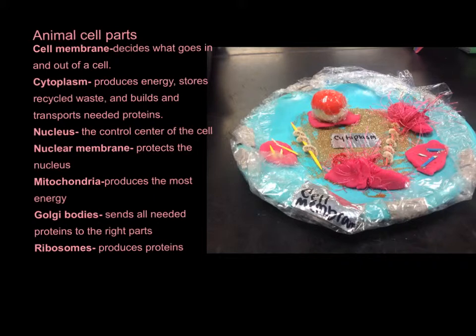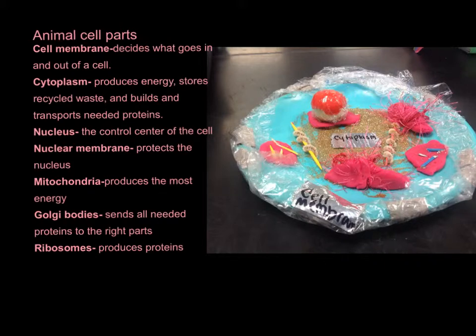The cytoplasm has organelles that produce energy, store recycled waste, and build and transport needed proteins and materials. The nucleus is the control center of the cell, and it is used to control other parts of the cell. The nuclear membrane protects the nucleus just like the cell membrane protects the cell.